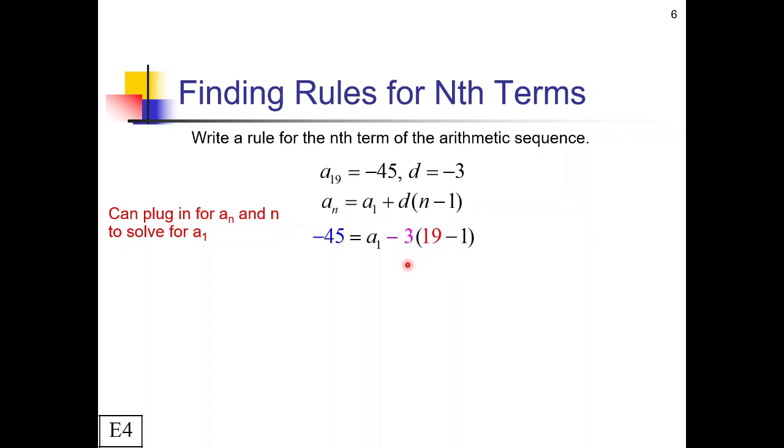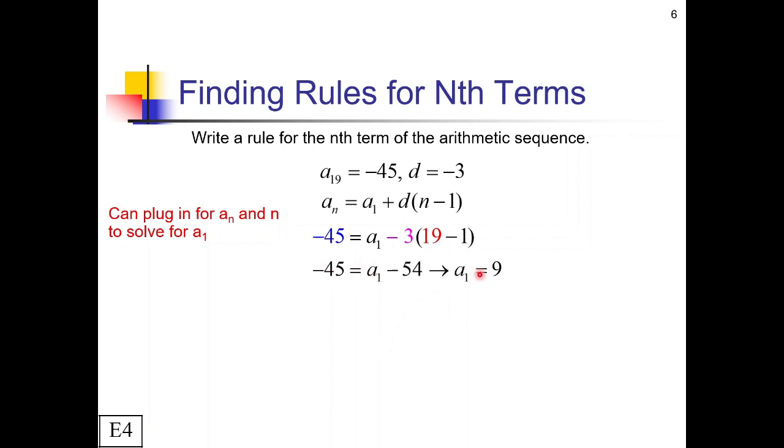So let's go ahead now and simplify this a little bit to solve for a1. 19 minus 1, that would be 18, times negative 3 is negative 54. And if I add that to the other side, I see that a1 is going to equal 9.